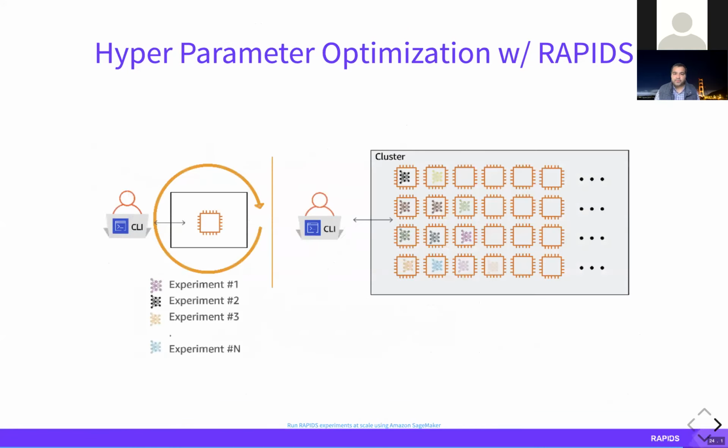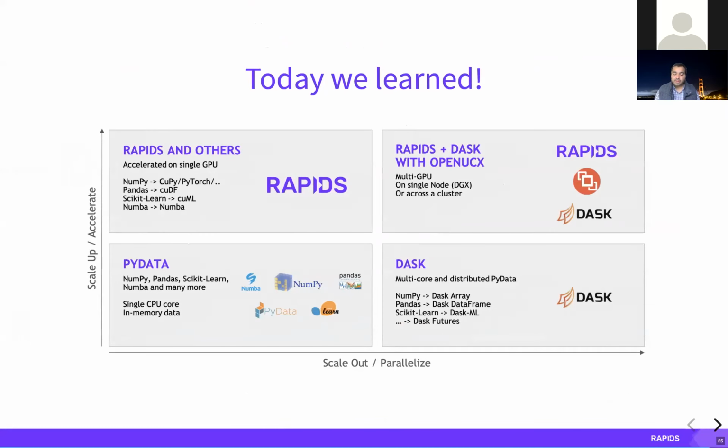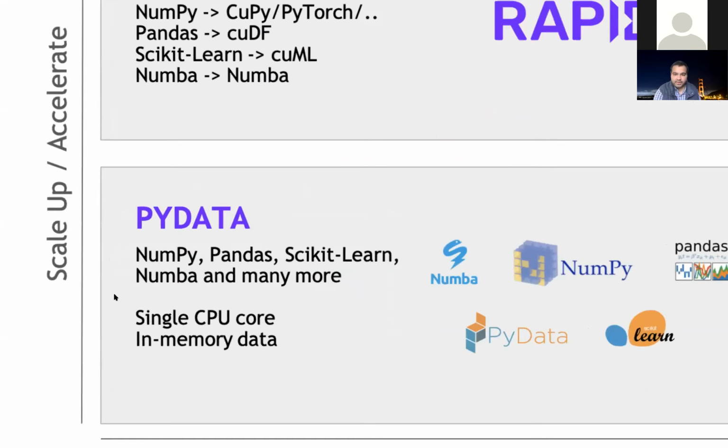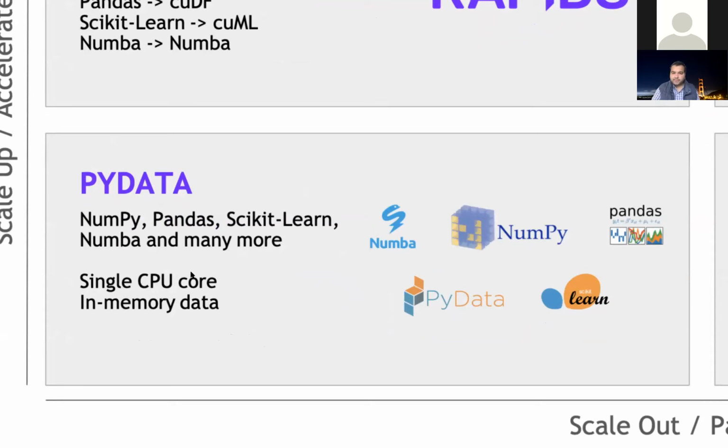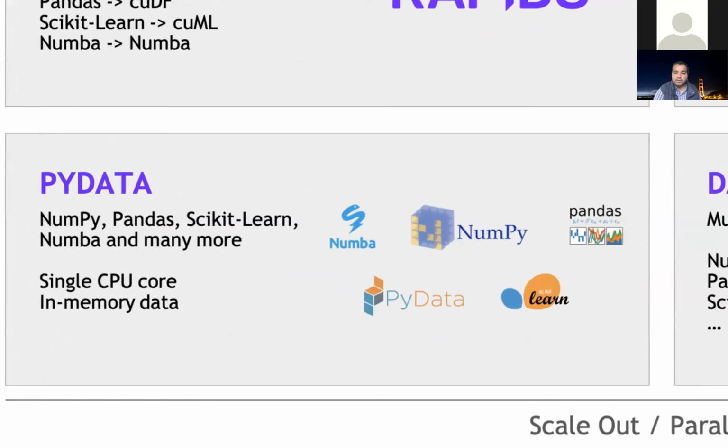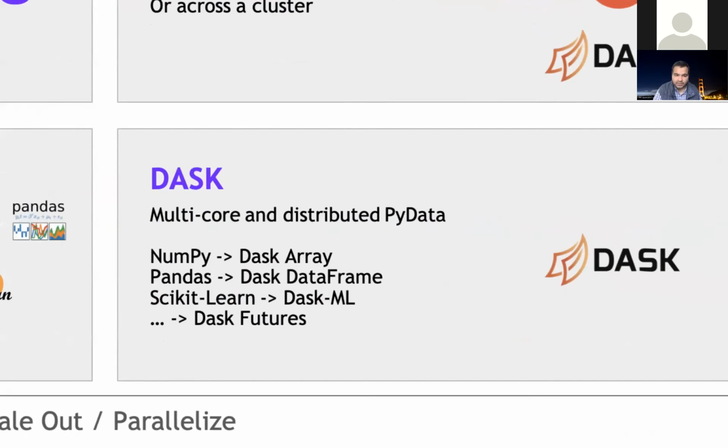All right, moving on. So today we learned how you go about accelerating machine learning pipelines, right? All of you right now are fully aware, or somewhat aware, of this ecosystem where you have Numba, scikit-learn, pandas. You have single CPU core, in-memory data. Now, if you want to accelerate it by taking it to multi-nodes, you can do it using Dask. It works with NumPy, pandas, scikit-learn, and everything else, right? You can use it with Dask.